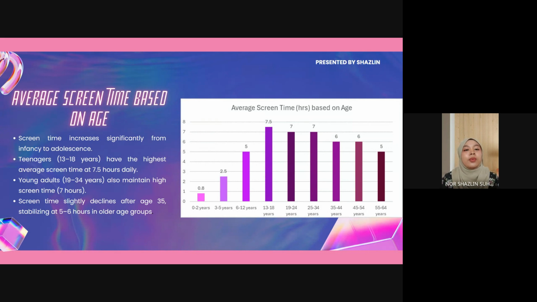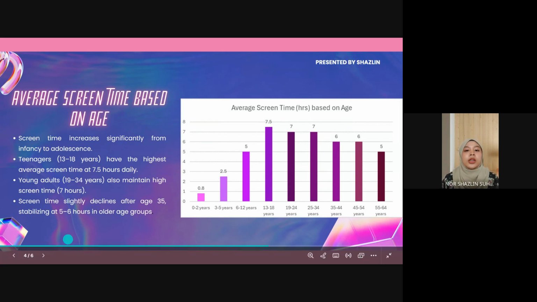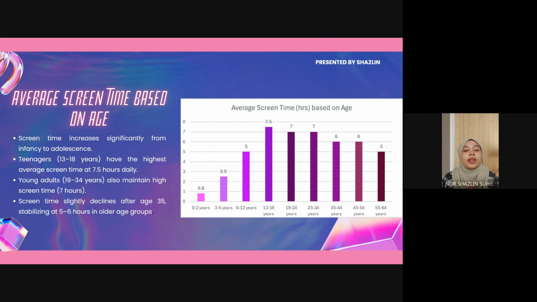And now we also have 6 to 12 years old who average 5 hours. At this stage, schoolwork often moves online. Kids get their first tablets and gaming becomes a favorite pastime. So technology becomes a daily necessity for both learning and for fun.